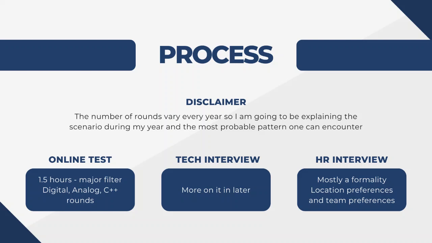The first one is the online test. The online test will be for an hour and a half. It might have three sections. If you are applying for the hardware role, there will be an analog section, a digital section, an aptitude section, or a C++ section. I would advise you to be prepared on aptitude as well, because sometimes they might ask aptitude questions over analog or C++ rounds. More on this in the next slide, where I'll be talking about what topics were covered in the online test.